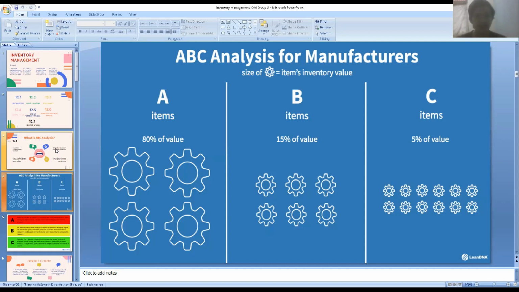You can see in the picture, this is the ABC analysis for manufacturers. The A items have 80% of value, but they are the fewest items in the inventory. The B items have 15% of value, and an average number of items in inventory. And the C items have the lowest value, only 5% of value in inventory, but they are the biggest number of items in inventory. Next slide, please.